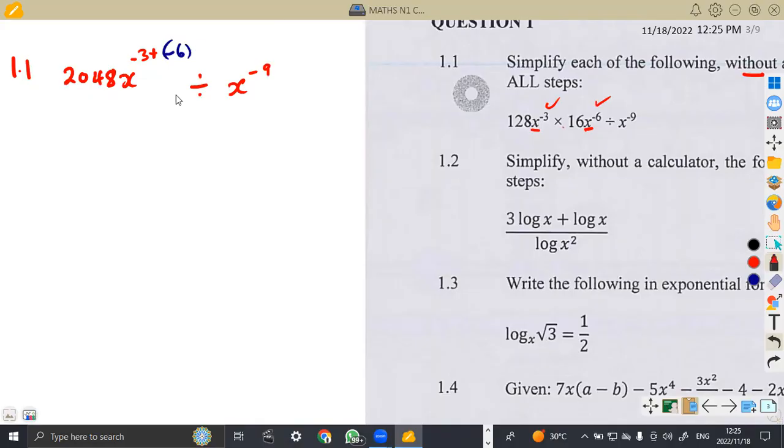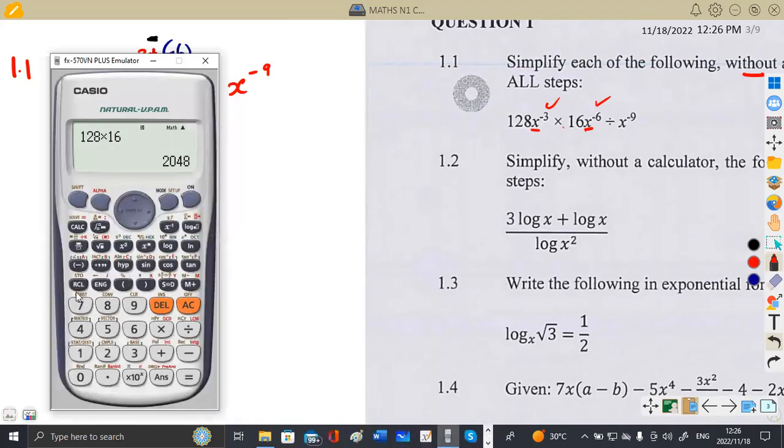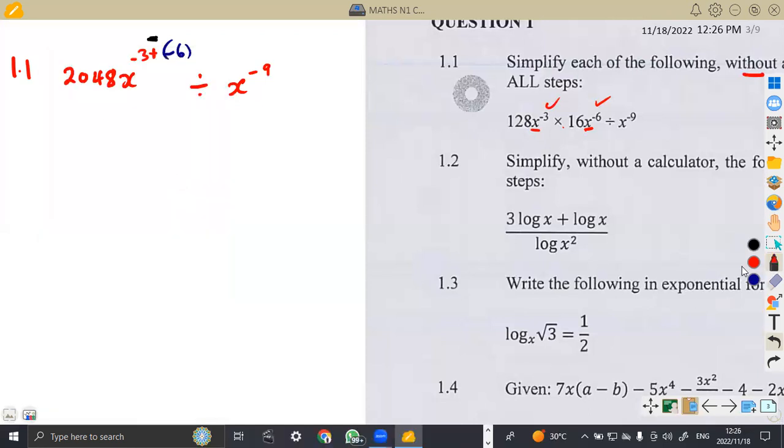All right, so let's simplify this first so that we see what you're going to have. Remember, plus or minus, we're going to obtain a negative here. So it's minus 3 minus 6, which is minus 9. Or you can even confirm on your calculator, minus 3 minus 6, that one you can just confirm your answer, which is -9. So that means we are going to have 2048 x to the exponent of -9 divided by x to the exponent of -9, like that.